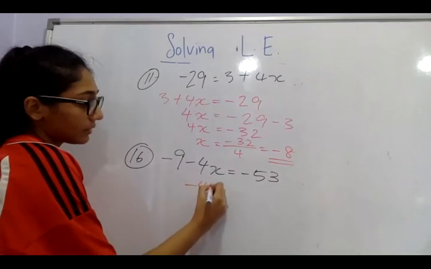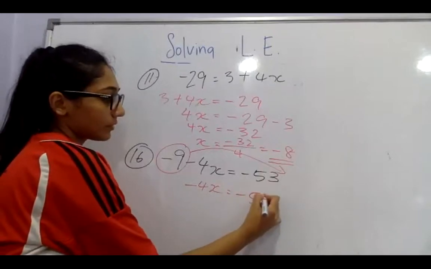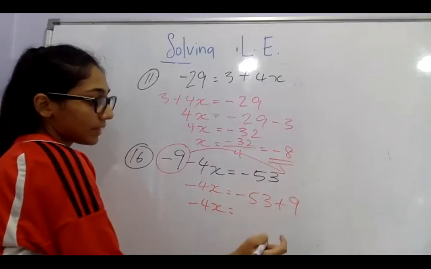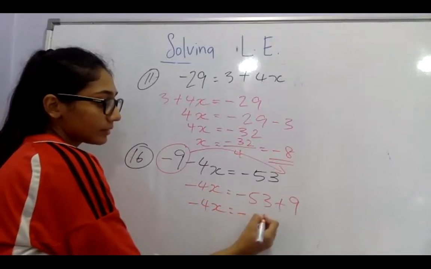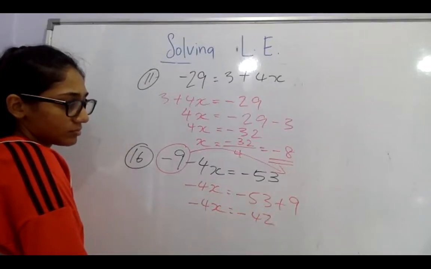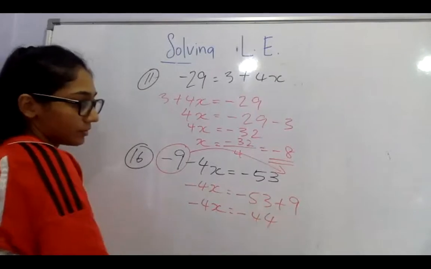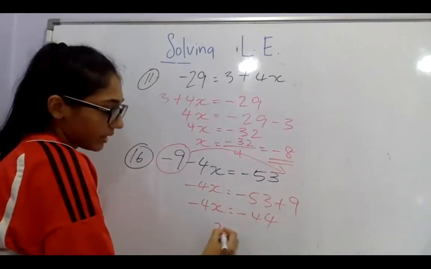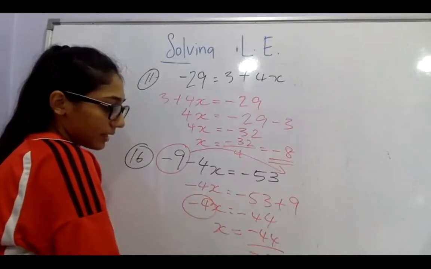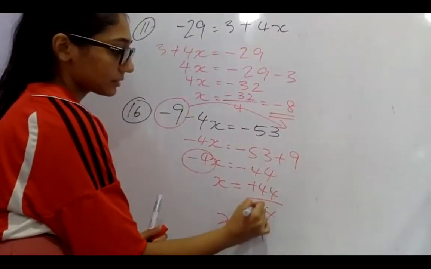Okay, the last one. Okay, again, I have negative 4x. I leave it here. Now, negative 9 becomes positive 9. So, negative 53 plus 9. I owe someone 53 candies. I give them 9. I still owe them 44 candies. Is it 42? No, not 42. 44. So x equals to negative 44 divided by negative 4. x equals to 11. Because negative and negative becomes positive.